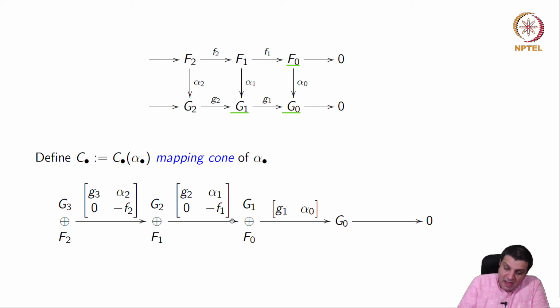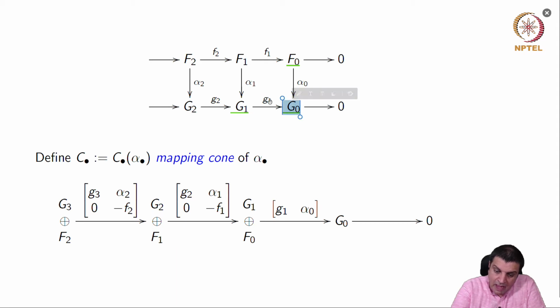So in this mapping cone, we put here G1 plus F0, and from the first factor we use the map g1. For the second factor, which is F0, we use alpha 0. That just came directly from this. So here is G0. We just map from all the modules that map into this, which is from the F complex and the G complex, one module each. So from G1 to G0 is the map g1, and F0 to G0 is alpha 0.